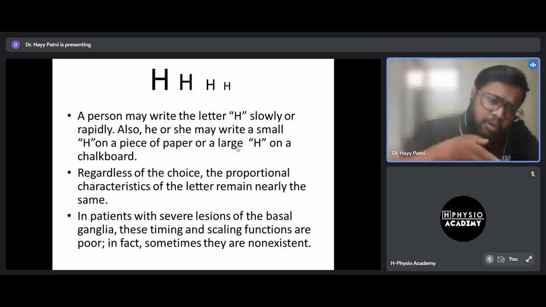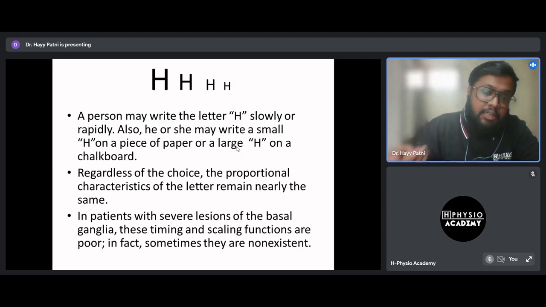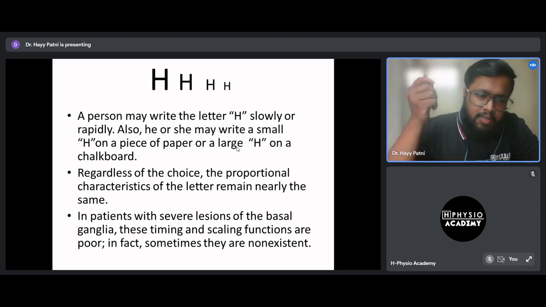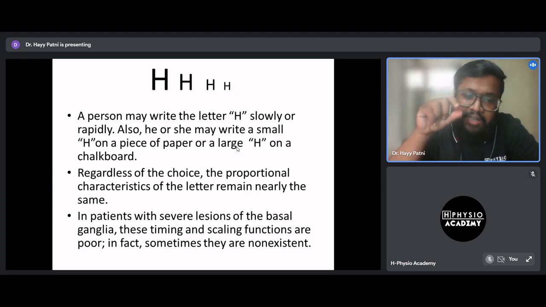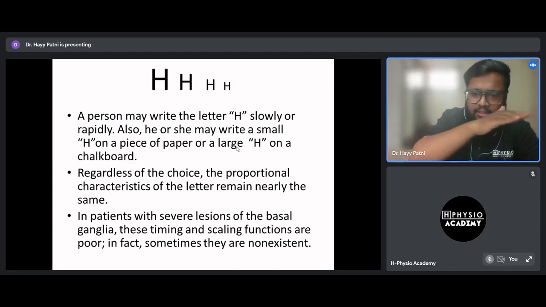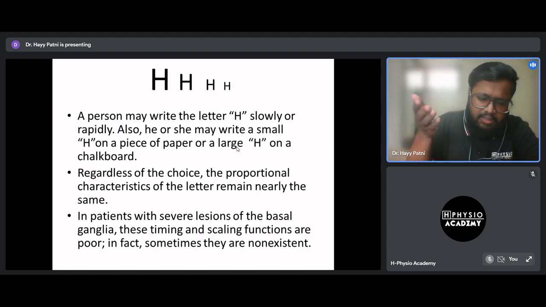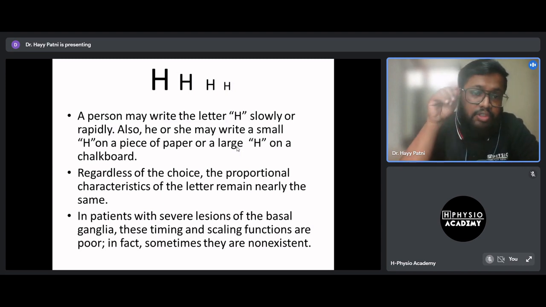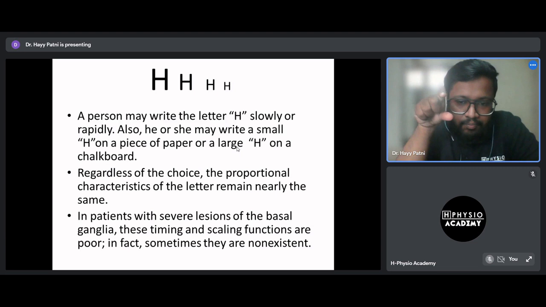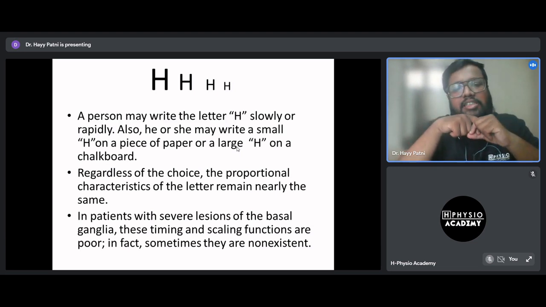He or she might write it small on a piece of paper or large on a chalkboard, or maybe the exercise that I've told you, if you write it on a paper or anywhere. Regardless of the choice, the proportional characteristics of the letter that you are writing remain. Here it might be H. So yes, you will be going for two lines and a straight line like that. Some people write it straight and then H. A is very variable. So the pattern that you have learned, in which you are habituated to write, and the proportion in which you write your alphabet, that remains the same.